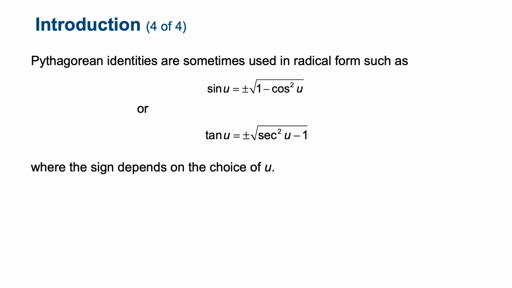Okay, and then sometimes we use the Pythagorean identities and express them in radical form like this: sine of u is equal to plus or minus the square root of 1 minus cosine squared of u, or tangent of u is equal to plus or minus the square root of secant squared of u minus 1, where the sign depends on where u is, on the choice of u.